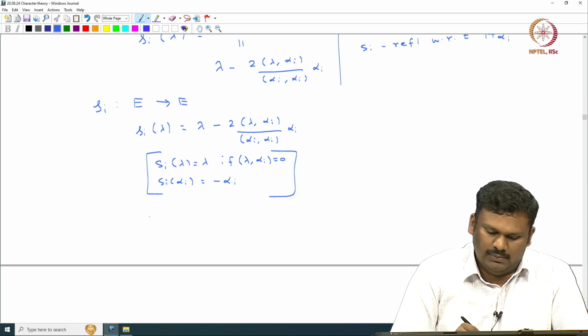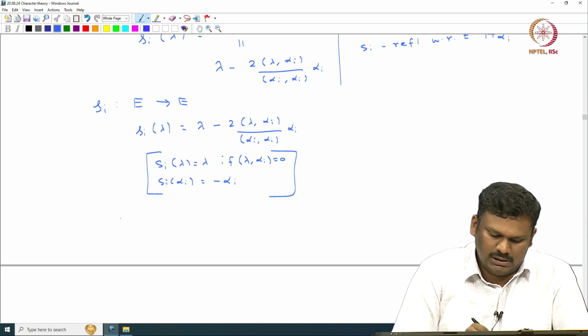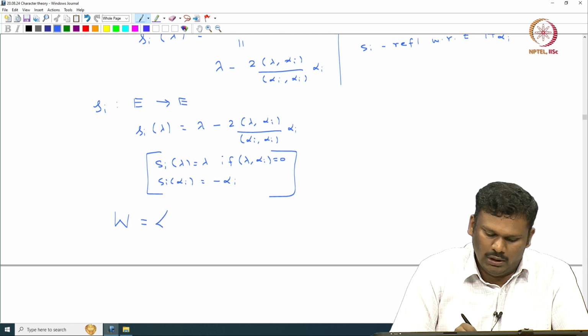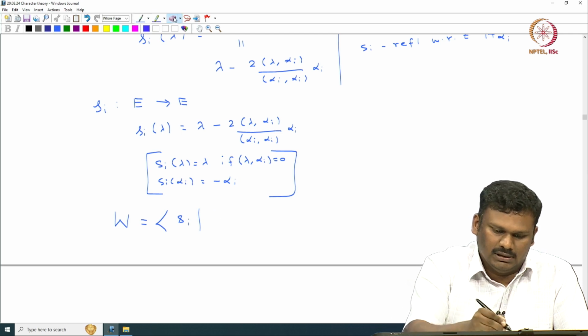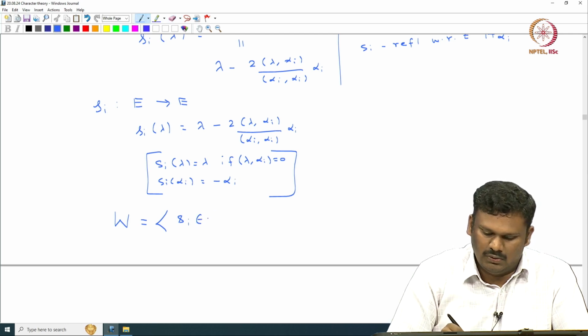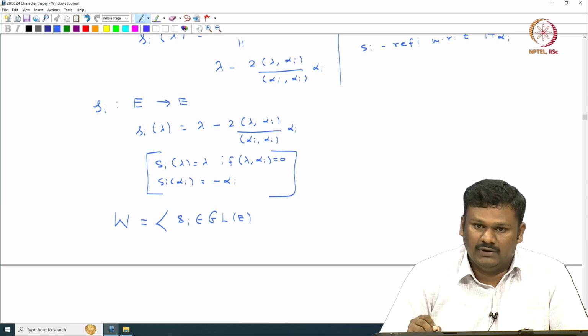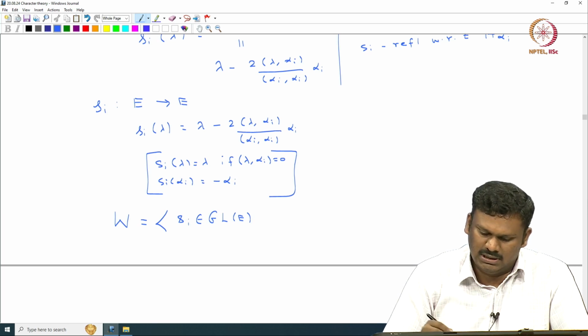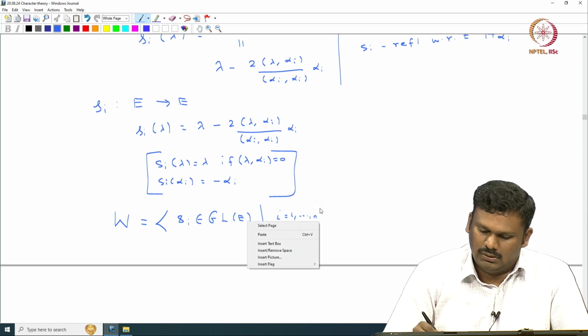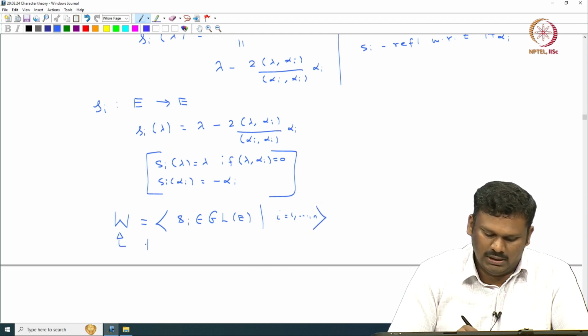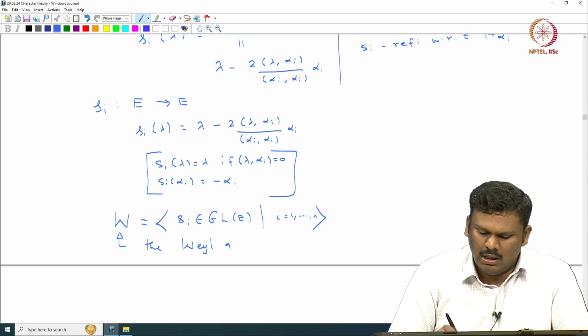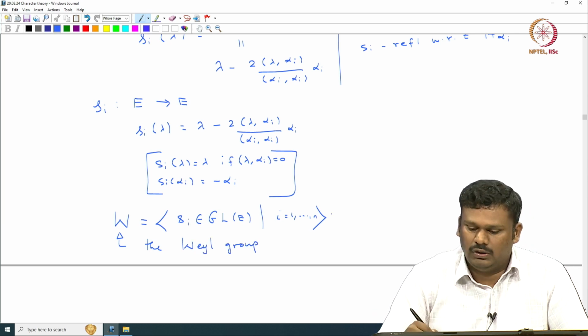So, we have this natural map from the Weyl group. We take W to be the Weyl group generated by S_i, where this S_i comes from GL(E). So, this is how I am now going to look at it. These are all invertible operators on E, indeed they are reflections. So, you take the subgroup generated by this S_i for i ranging from 1 to n. This is the subgroup that we are interested in, we call this the Weyl group, and this Weyl group is naturally isomorphic to S_{n+1}.